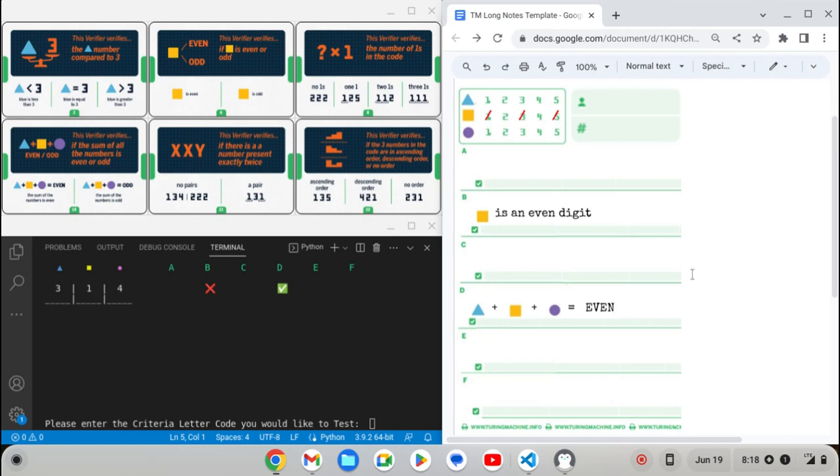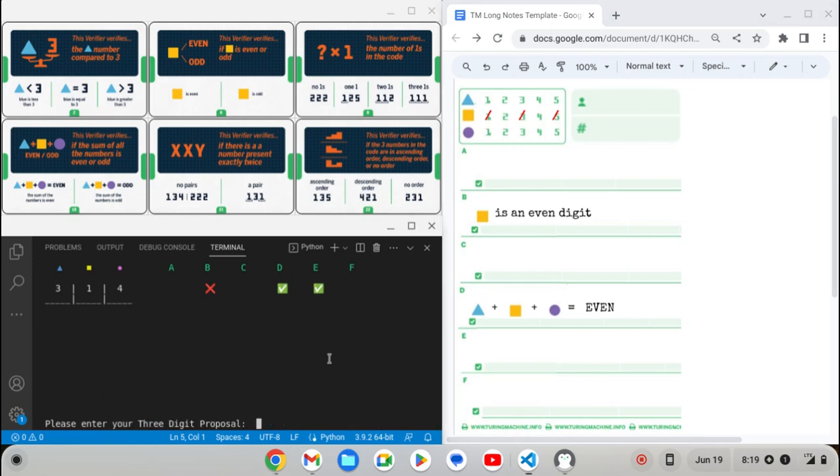Alright, so since we already know we have an even digit in square, that would mean that triangle and circle have to be the same type of number, meaning they either both have to be even or they both have to be odd. And that's because whenever you add two odds or two evens, that sum is even. But of course, that third digit has to be an even so that the total sum remains even. So that's a good opportunity to test criteria card E to see if we have a pair of digits or just the same type. So let's go ahead and test criteria card E.